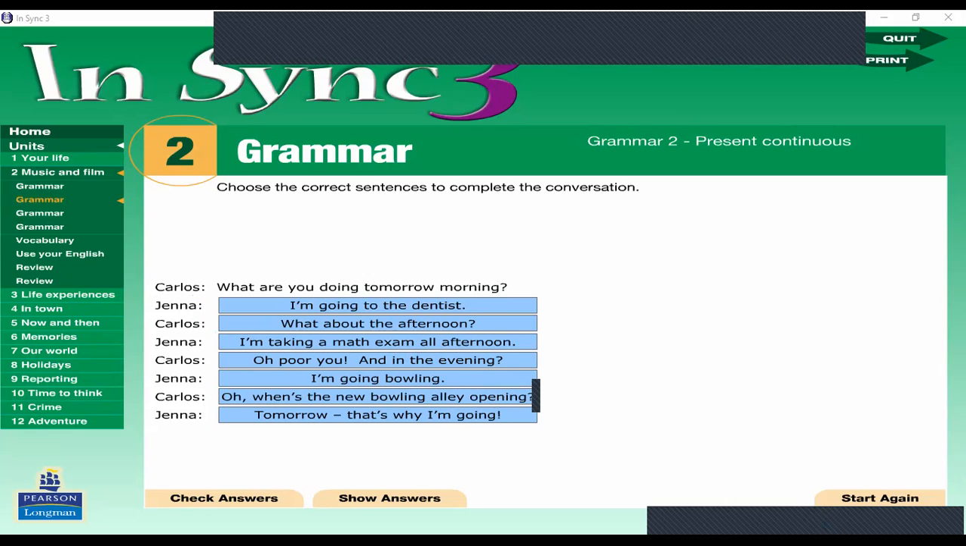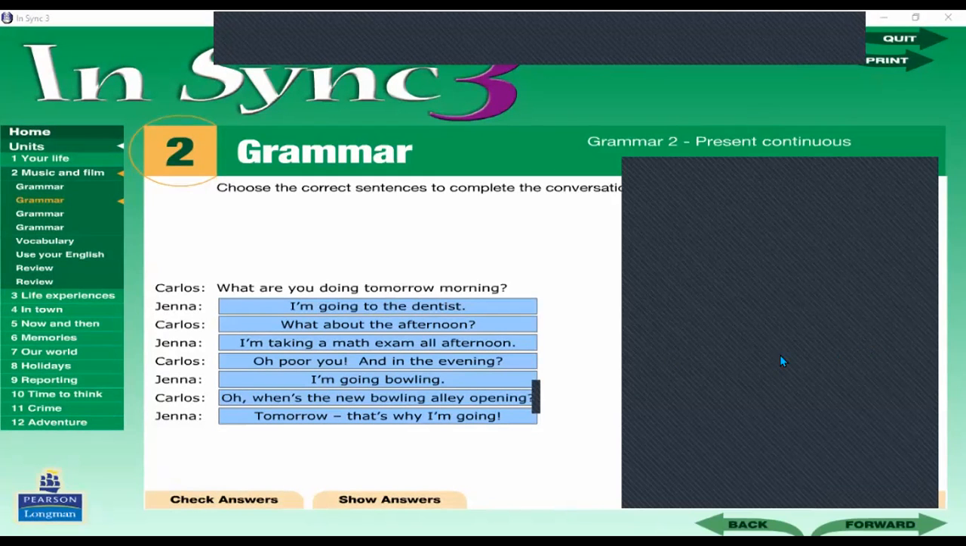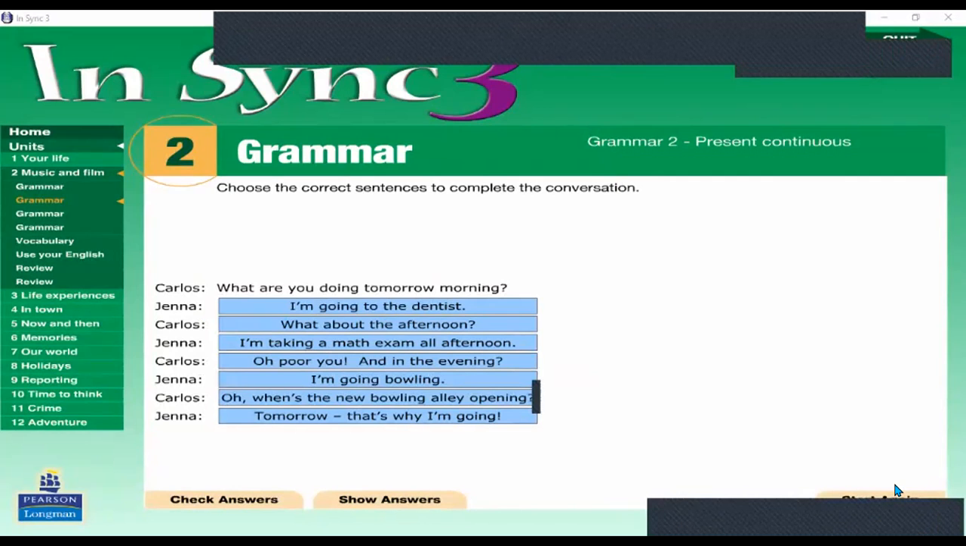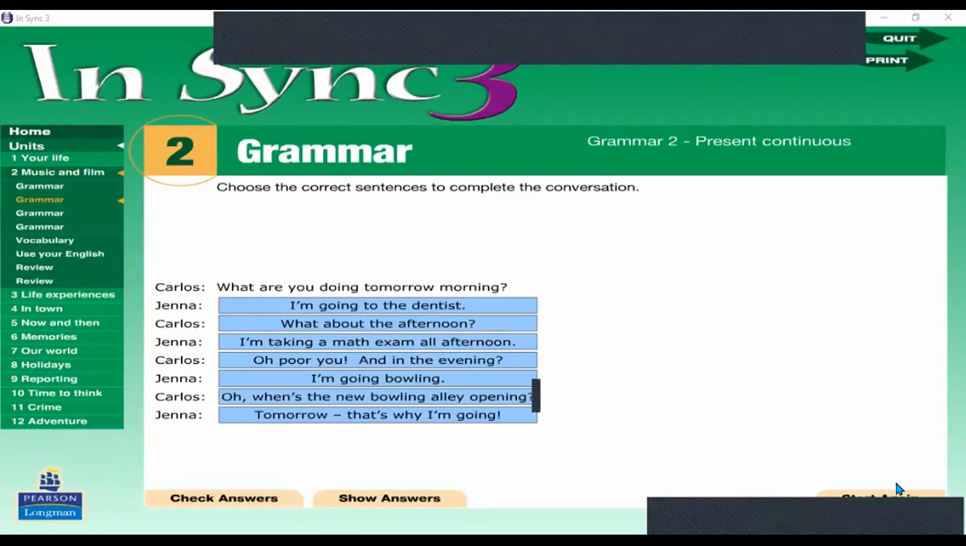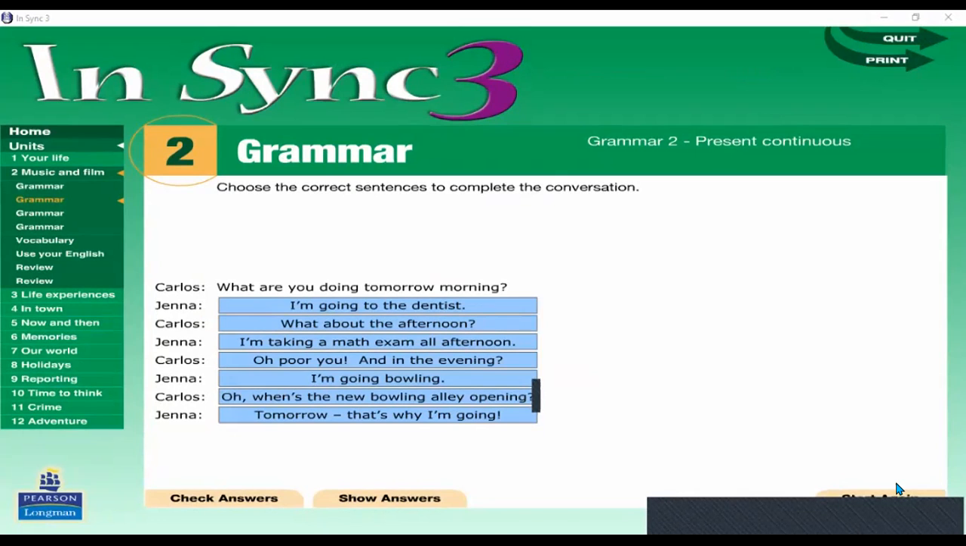What are you doing tomorrow morning? ¿Quién dijo que era? Carlos. Sí. Gina es Miguel. I'm going to the dentist. What about the afternoon? I'm taking a math exam all afternoon. Oh, poor you. And in the evening? I'm going bowling. Oh, when's the new bowling alley opening? Tomorrow, that's why I'm going.